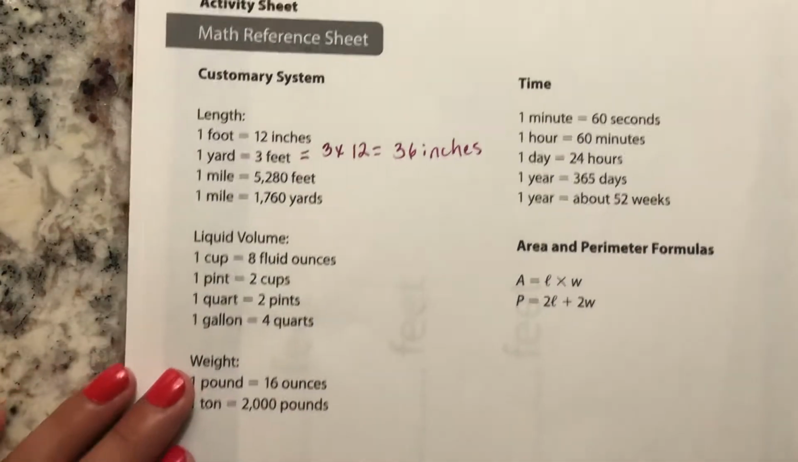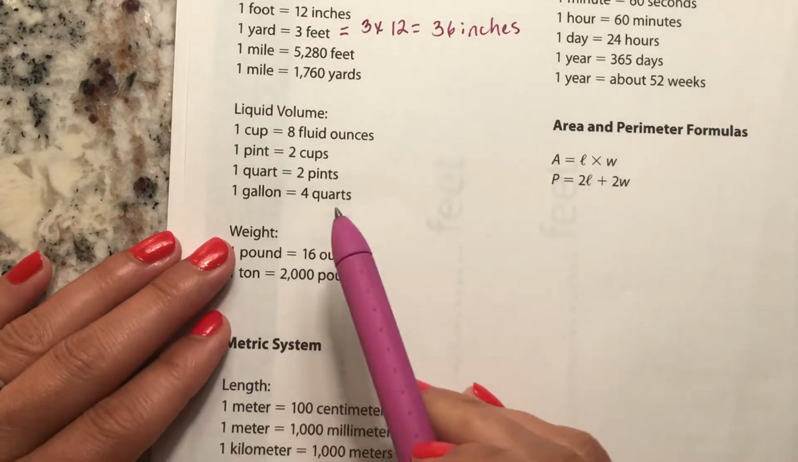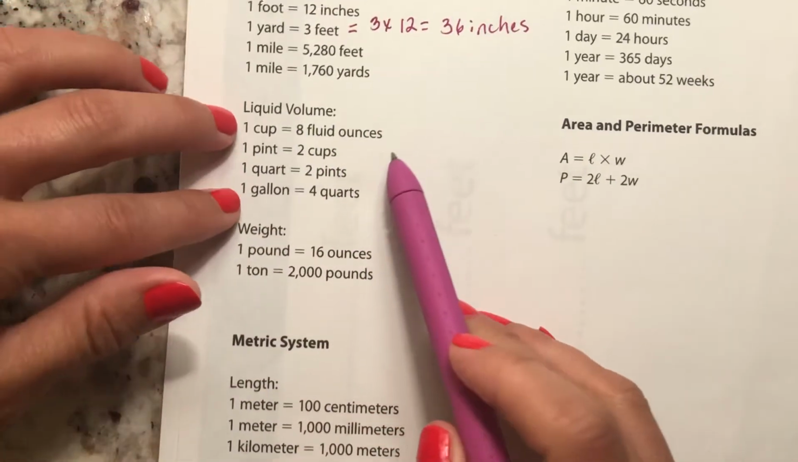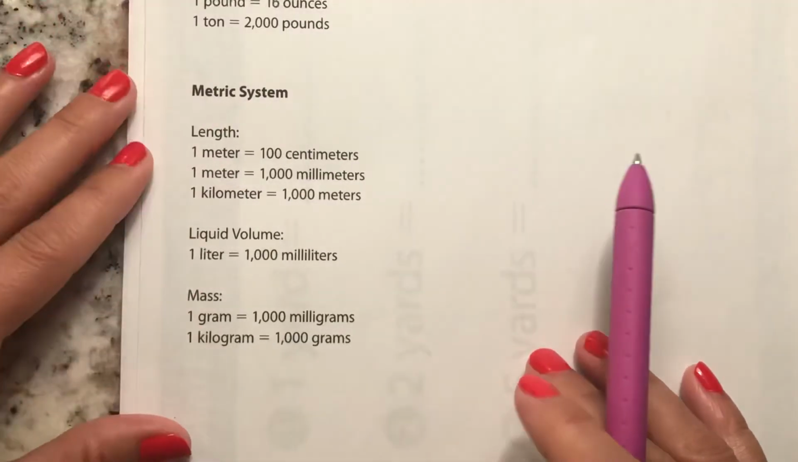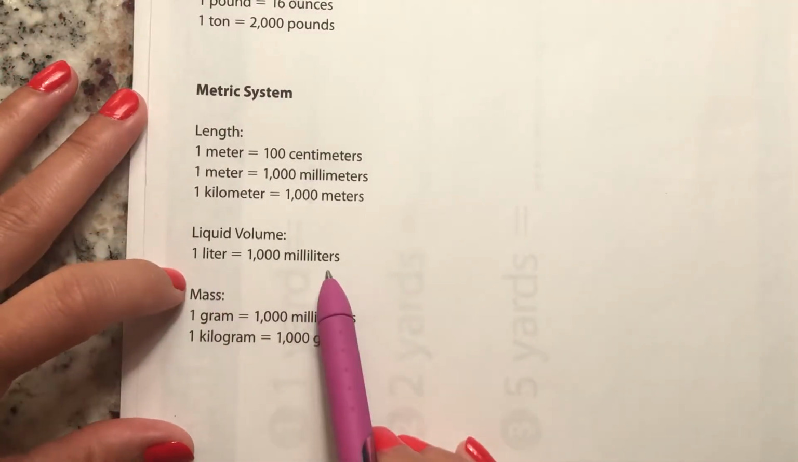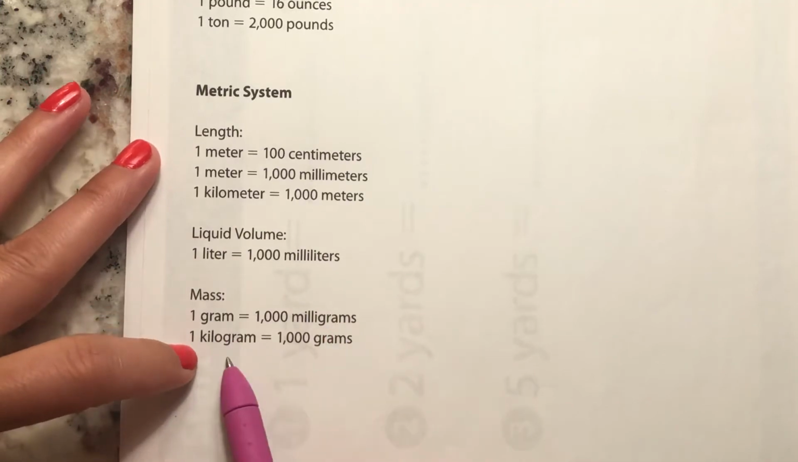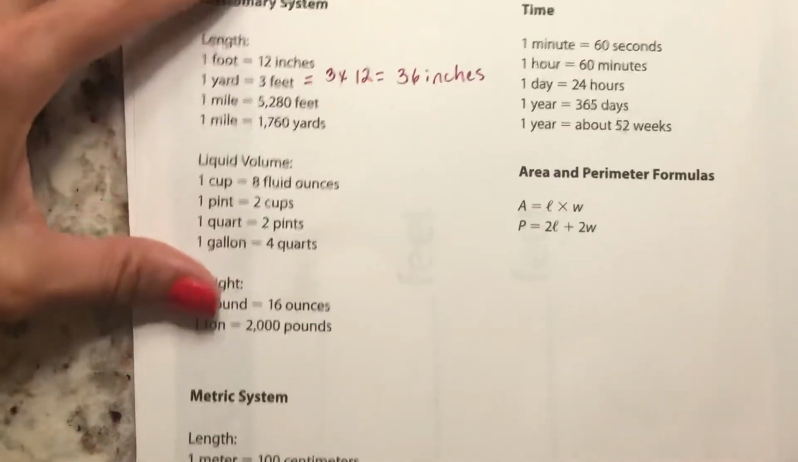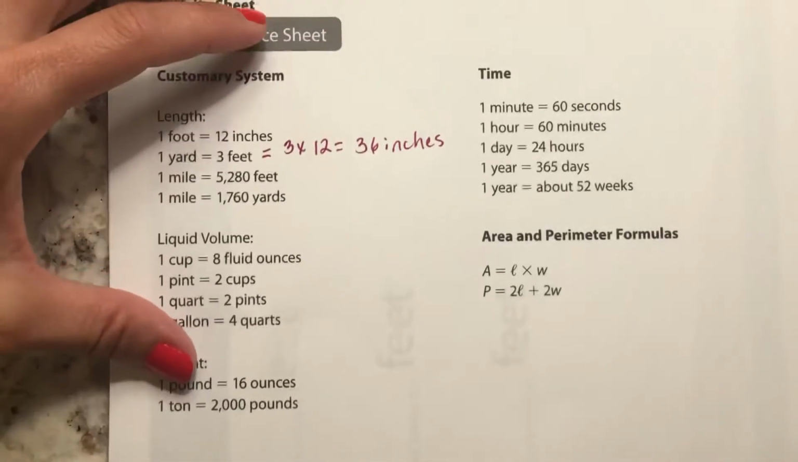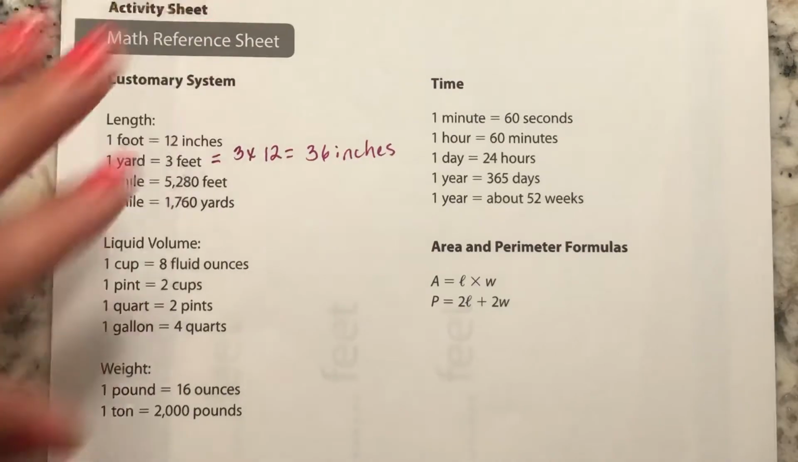So this chart is going to be important also because it's going to show us some liquid volume. We've already gone over cups and ounces, but now we're going to be learning in this lesson about liters, milliliters, and then grams, milligrams, and kilograms for mass later on. So I also posted this sheet onto our Google Classroom for you to reference and also to print at home if you don't have a copy.